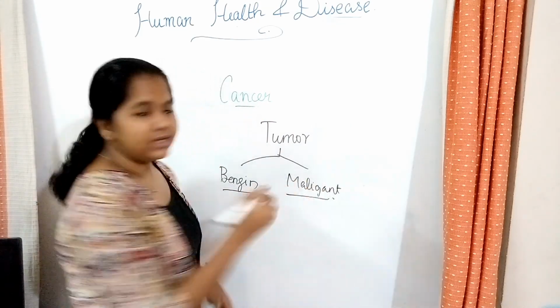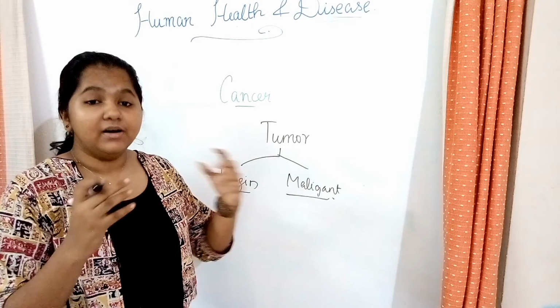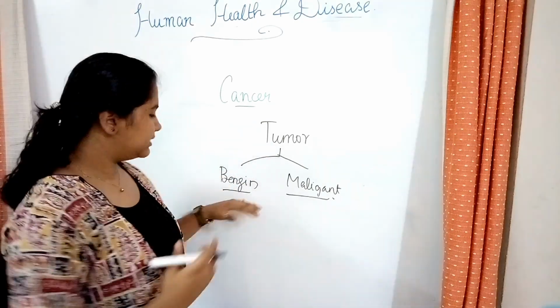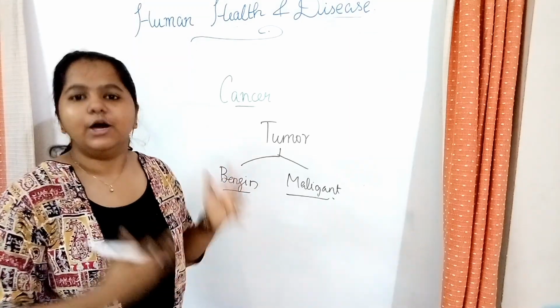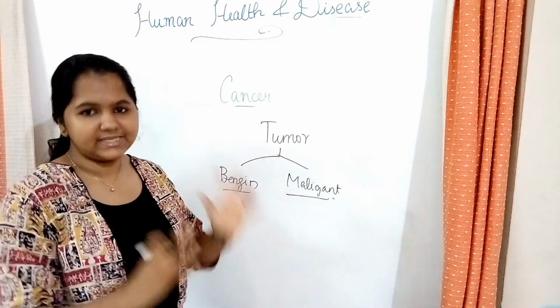So to talk about these two tumors, benign is what they are. They are confined to their location. This tumor doesn't spread. This is the safer side of cancer, the safer tumors that come as benign.